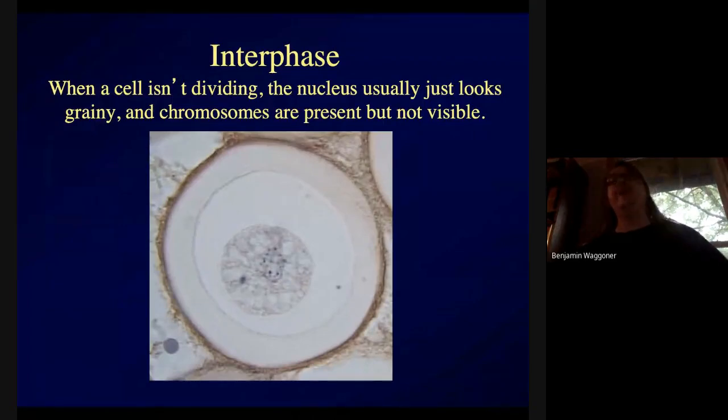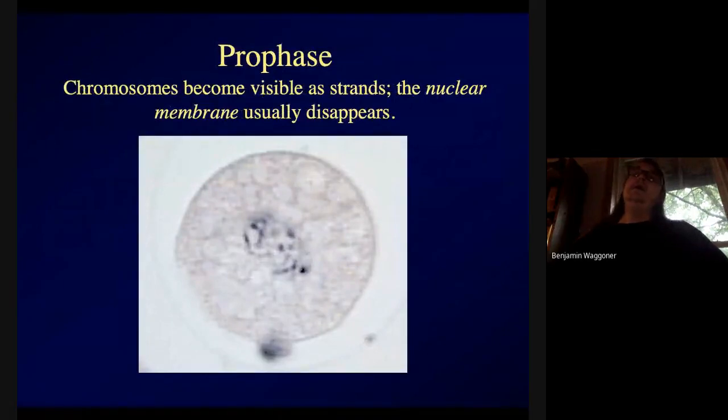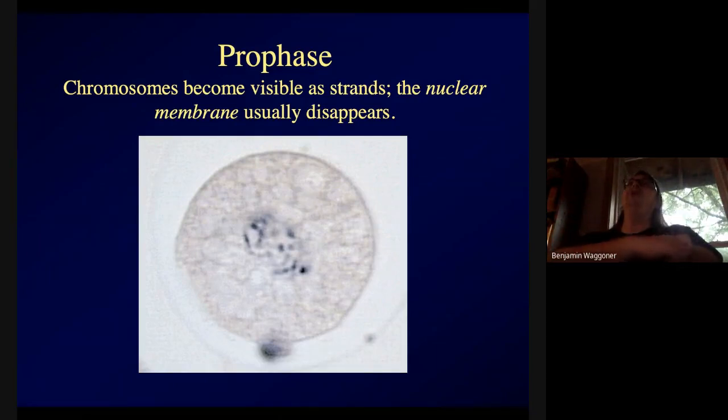So this is a cell that is not in the process of dividing. It's just kind of hanging out and doing whatever cellular things it needs to do. When the cell begins to divide, usually, there are some exceptions, the membrane that separates the nucleus from the rest of the cell, called the nuclear membrane, usually will disappear, and the chromosomes start becoming visible. We will get later into how it is that they can go from being invisible to being visible. Let's just say that right now the chromosomes are starting to clump together and get large enough that you can see them.